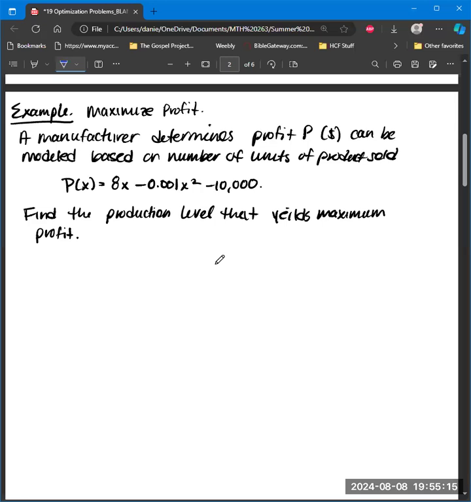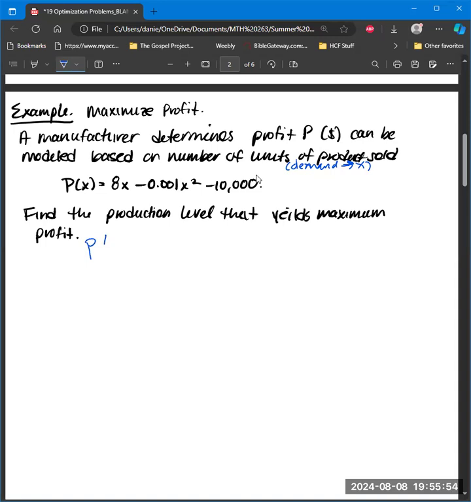So in this example, let's maximize profit, right? A manufacturer determines profit, which is in dollars, and can be modeled based off of the number of units produced. Call this demand, and it's usually our X that's sold. So P of X is equal to 8X minus 0.001 X squared minus 10,000. Find the production level X that yields maximum profit.